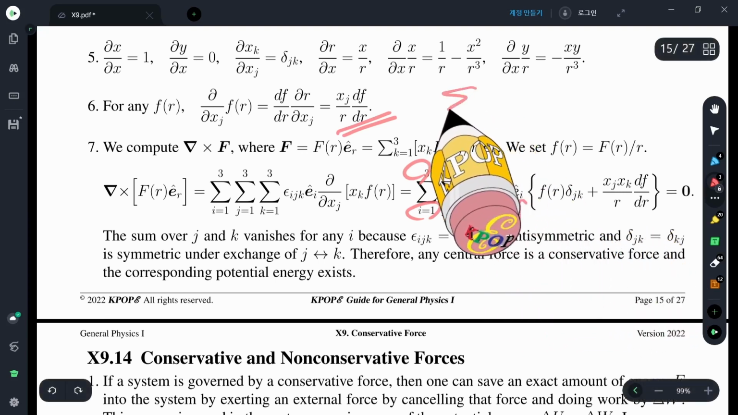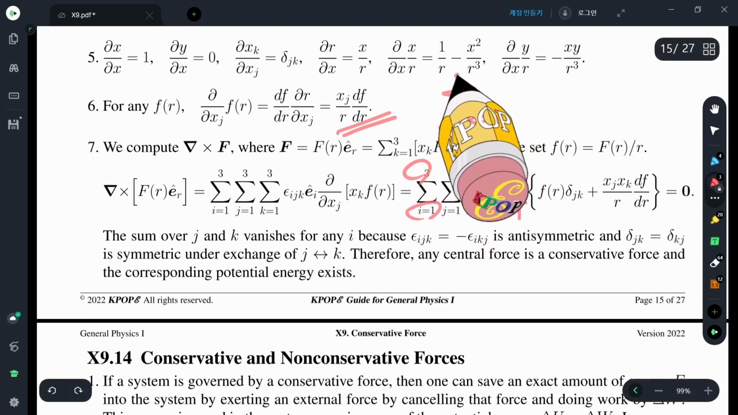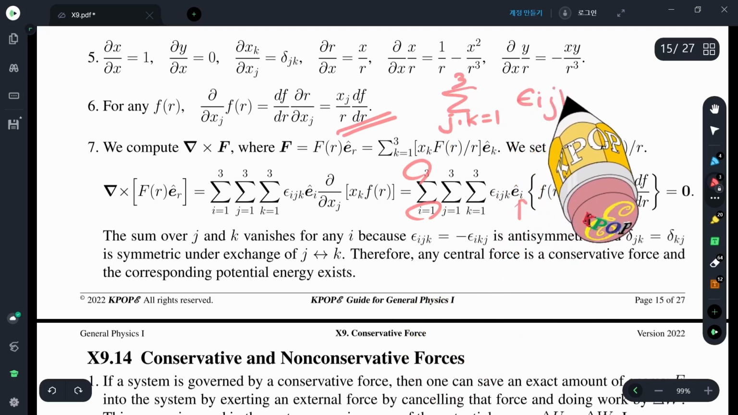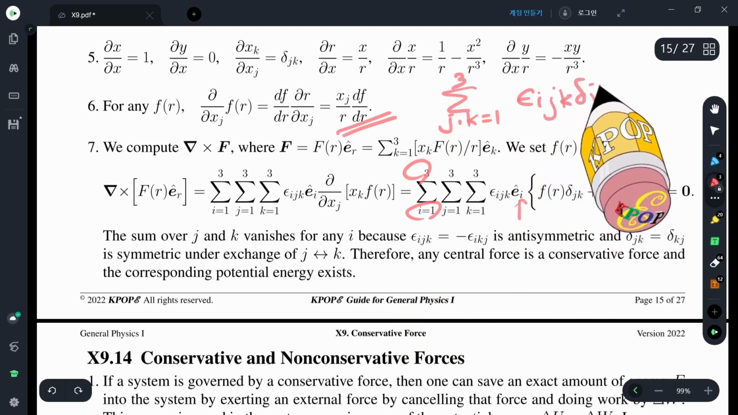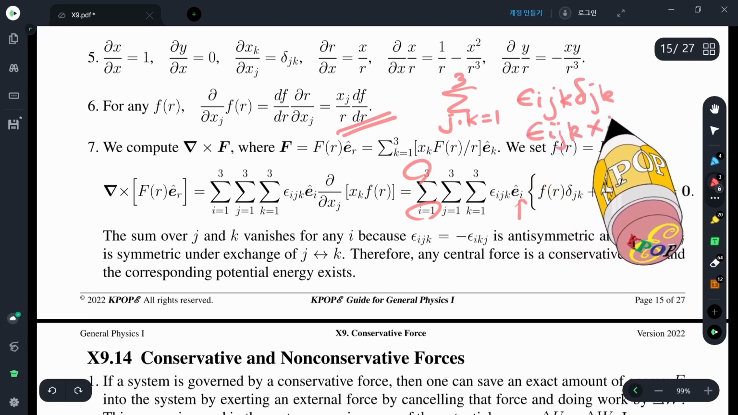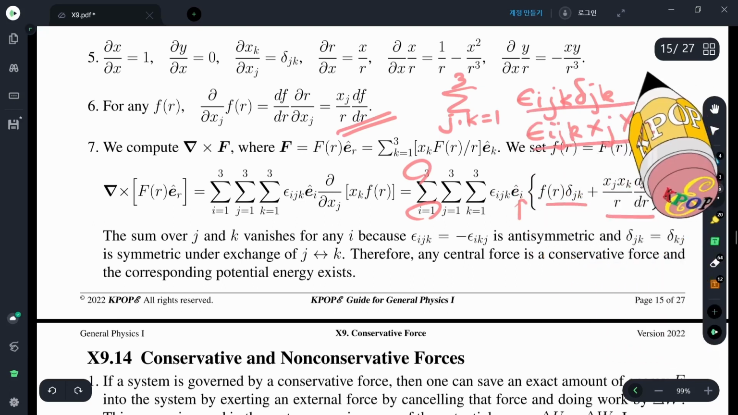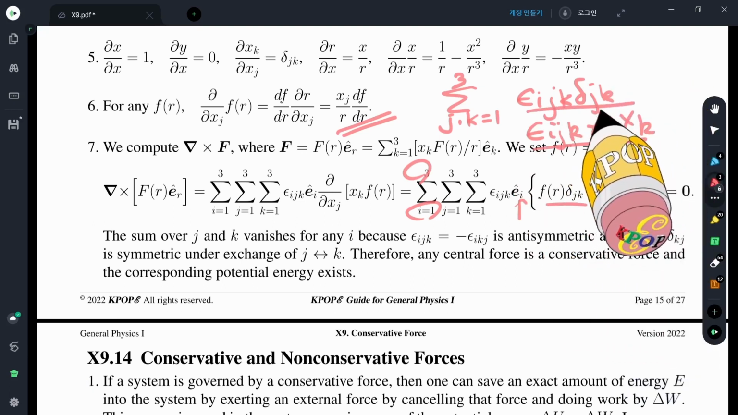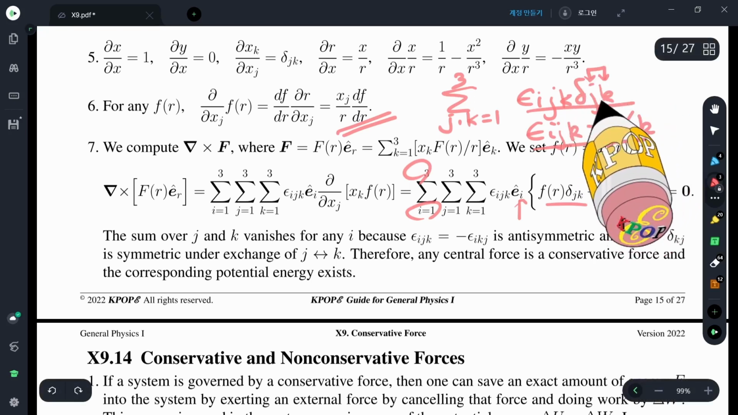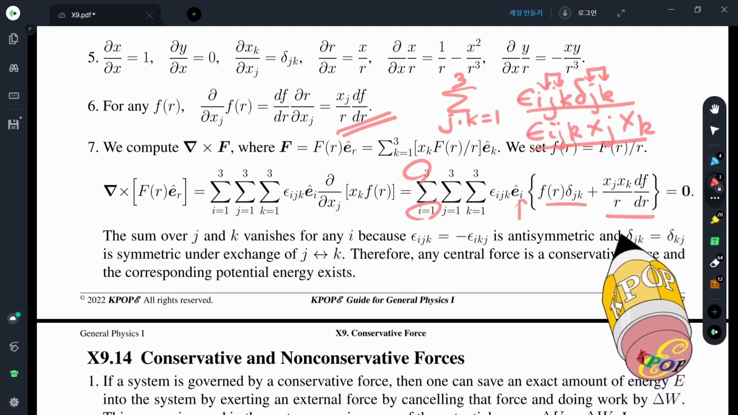Then we encounter sum over j and sum over k. Both of them run from 1 to 3. And we have epsilon ijk delta jk, and epsilon ijk xj xk. These two kinds of sum. In this sum, I have j and k symmetric on the exchange, and I have j and k anti-symmetric on the exchange.